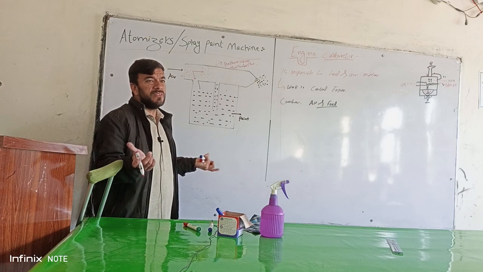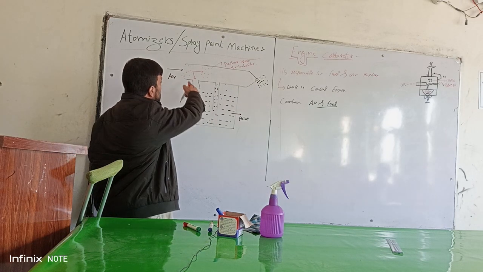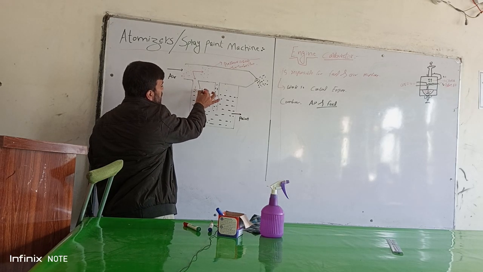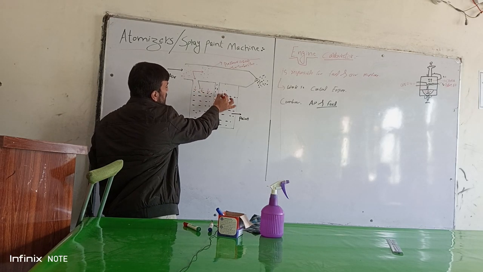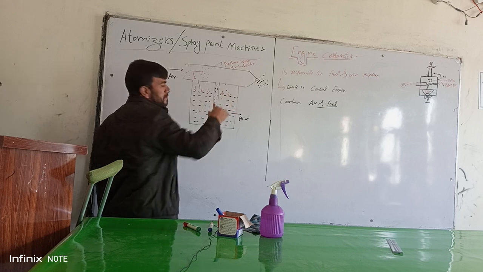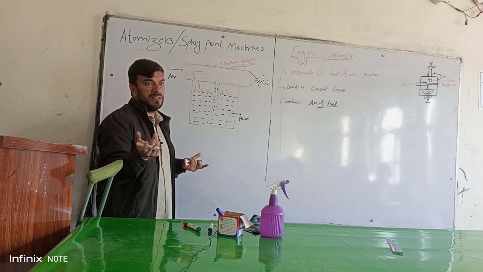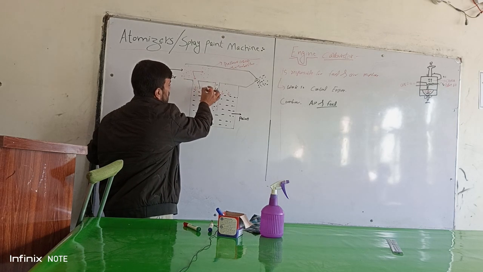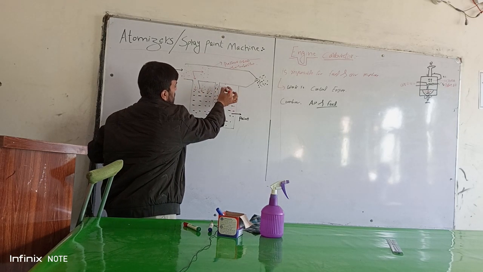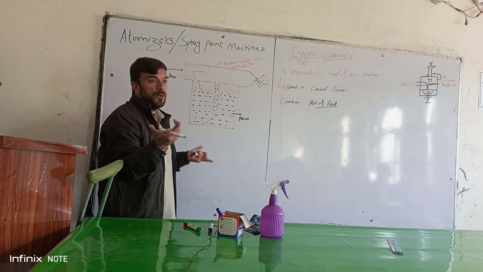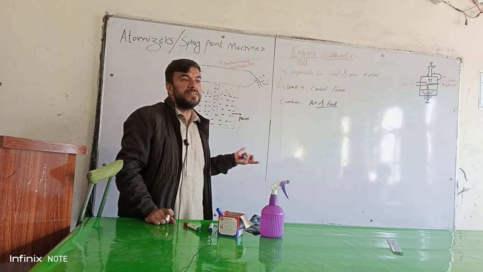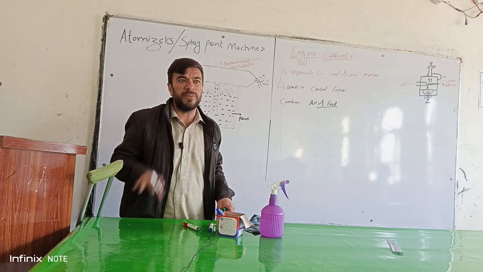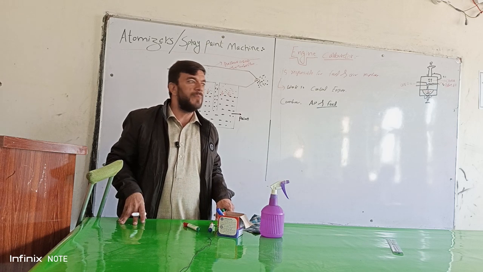Now what will happen here? When these air molecules enter this portion, they will push down the paint. This is a viscous paint. So the air molecules will push the paint in the downward direction. You know that fluids are incompressible. It is liquid. It is paint. Paint is incompressible. We can't compress paint.